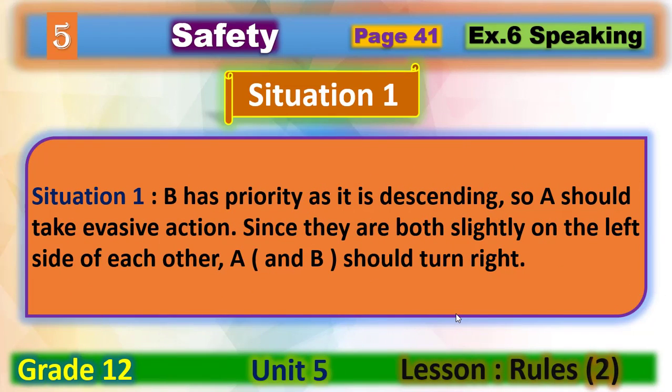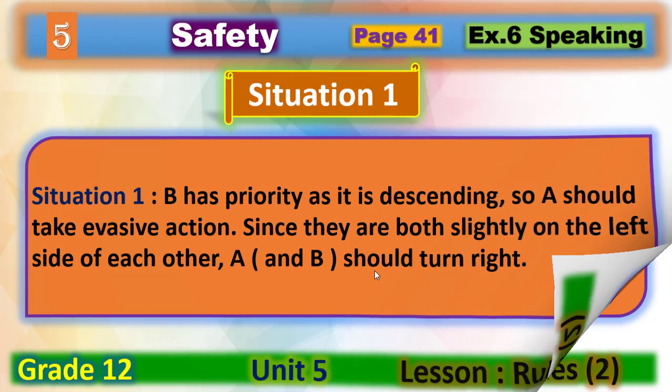Now let's check your answers. Situation number 1. In situation number 1, B has priority. Why? Because it is descending. So A should take evasive action. Since they are both slightly on the left side of each other, A and B should turn right. They both should turn right.